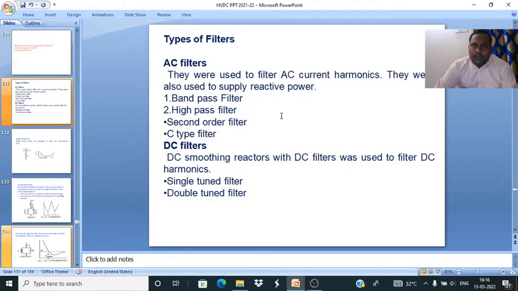Another important topic in Unit 4 is types of AC filters. What are AC filters? What are the types of AC filters? What are DC filters? What is the main aim of a filter? We see this in this topic.